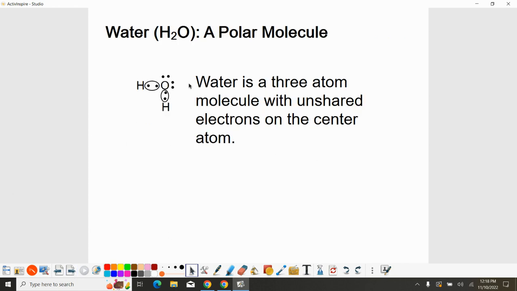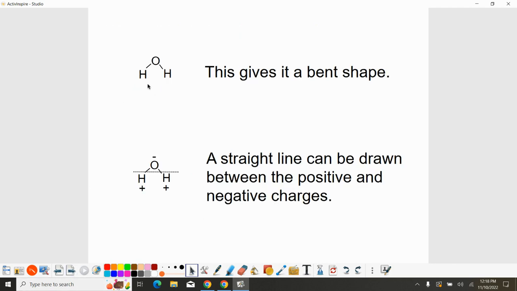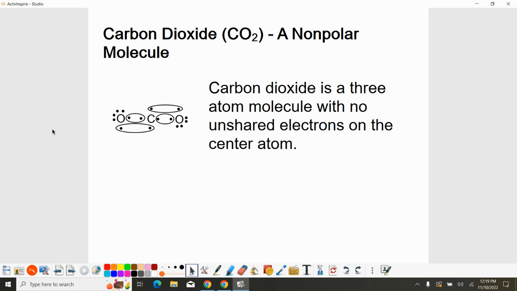So here's water. That's what the model of the bonding looks like. This is what the structural formula looks like. This is a polar bond. The difference is between 0.5 and 1.9. Oxygen, because of its higher electronegativity, is negative. Hydrogen, because of its lower electronegativity, is positive. I can draw a line right across the middle. I can separate the charge, so that makes that a polar molecule.